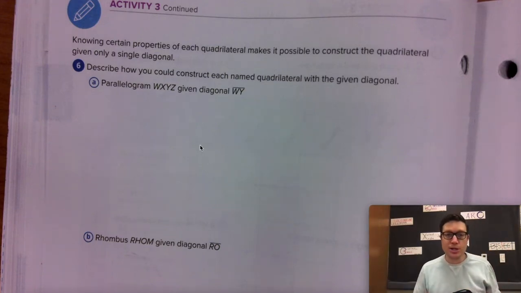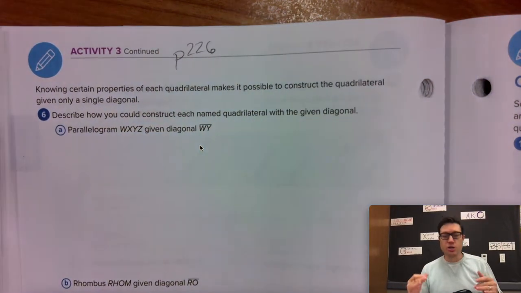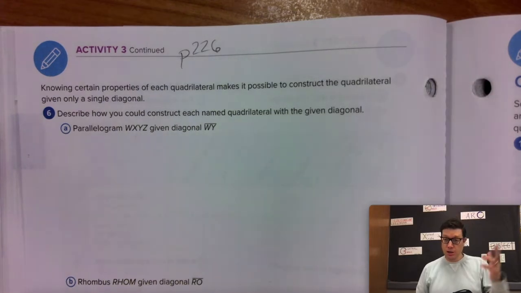We're on page 226 and we're going to finish out this activity here. We're trying to use all the information that we've accumulated from the last couple of lessons, the last couple of pages. Let's start with this.